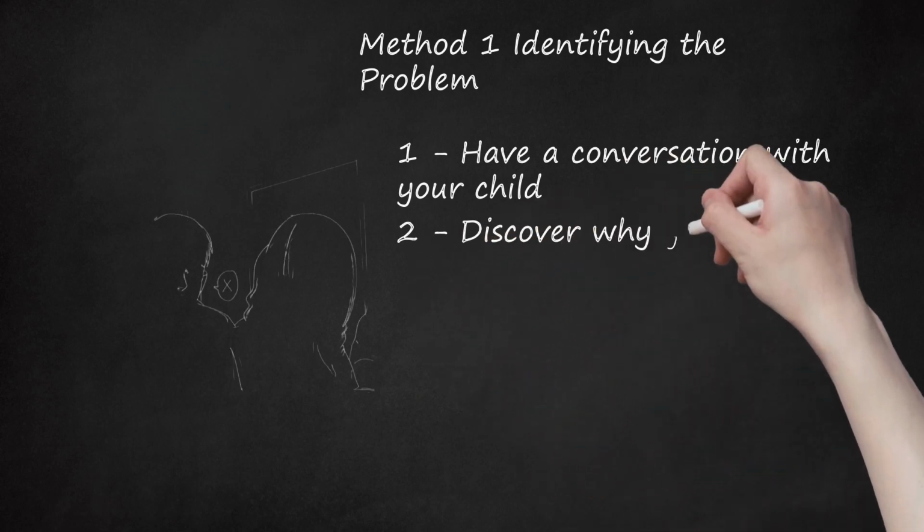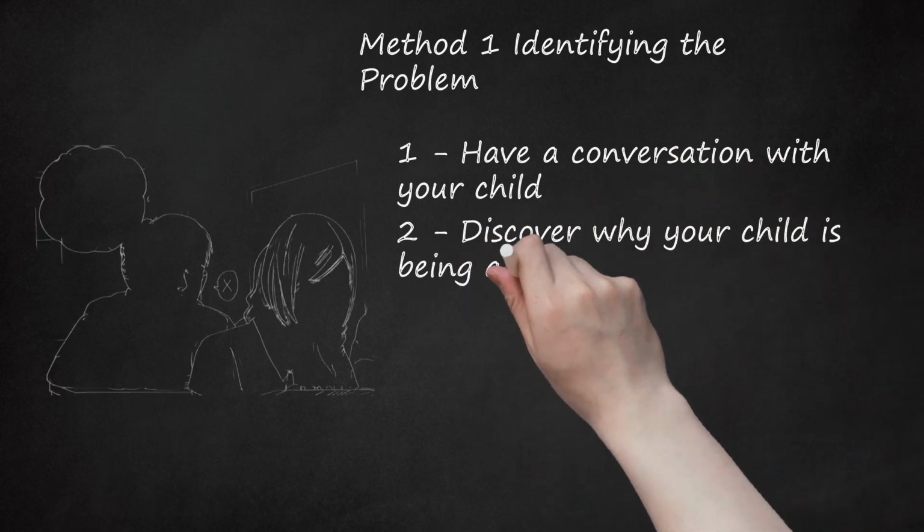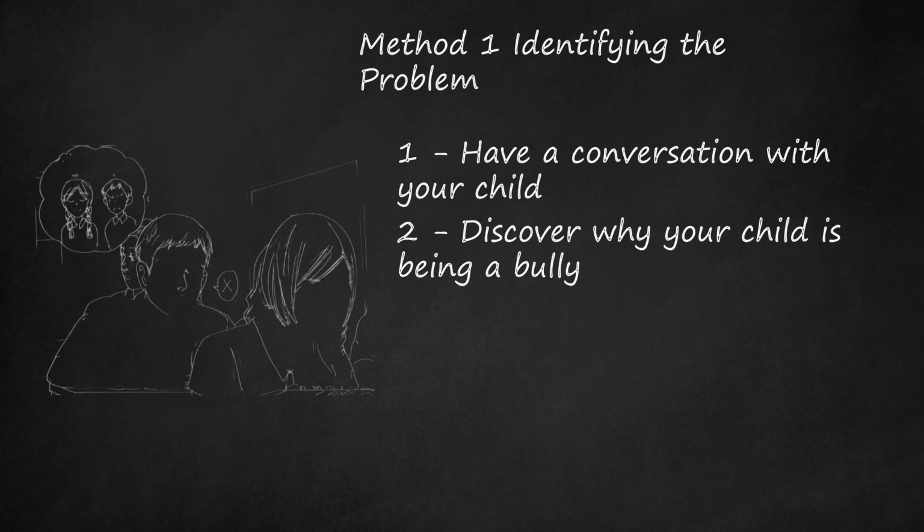2. Discover why your child is being a bully. There are many reasons why children bully others. Perhaps they were trying to impress their friends. Perhaps they wanted to attract attention from their peers or from adults, including you. Perhaps they have anger issues stemming from a lack of attention at home or some other cause, such as marital conflict. Perhaps your child hasn't learned appropriate conflict resolution tactics.